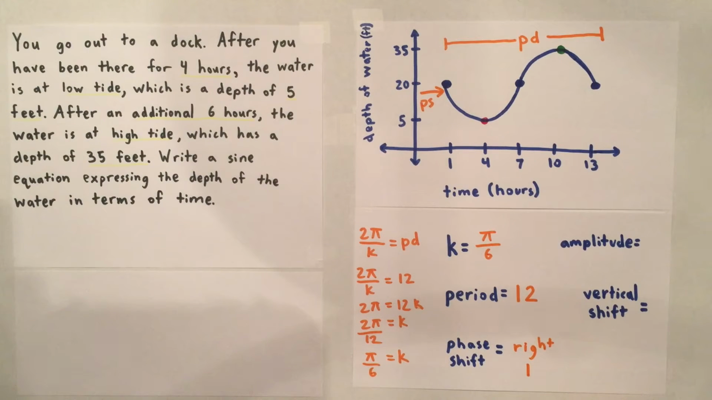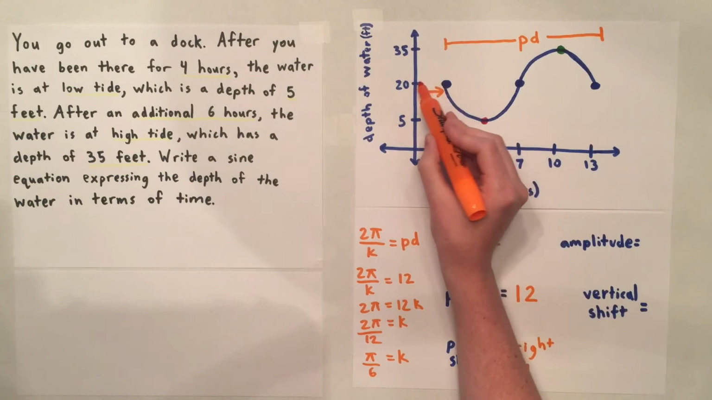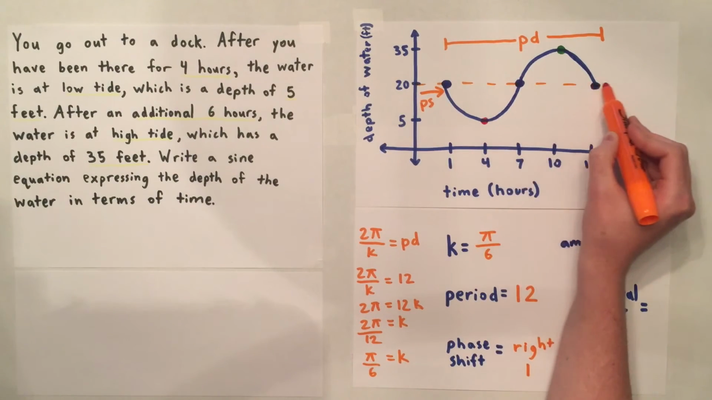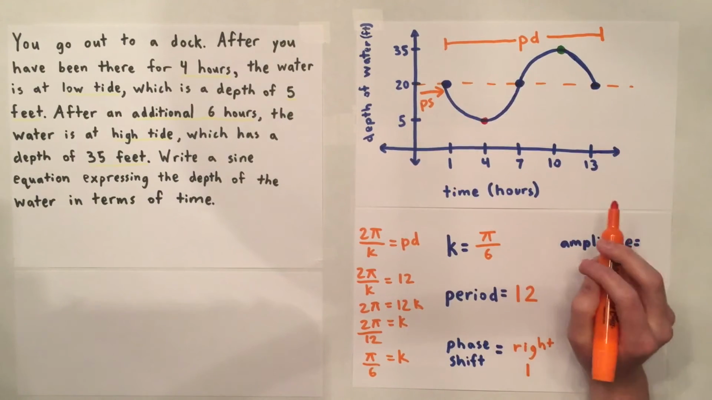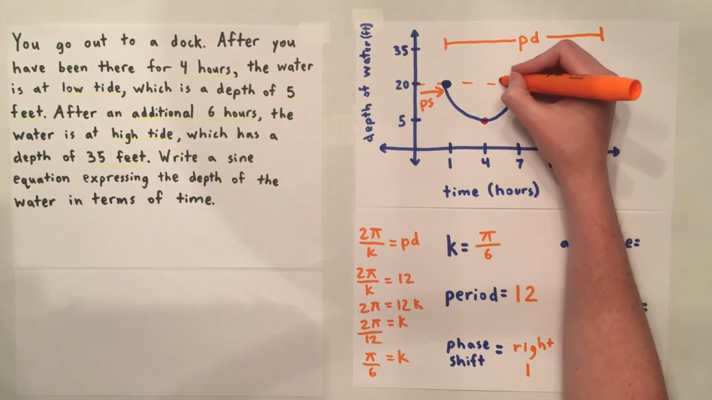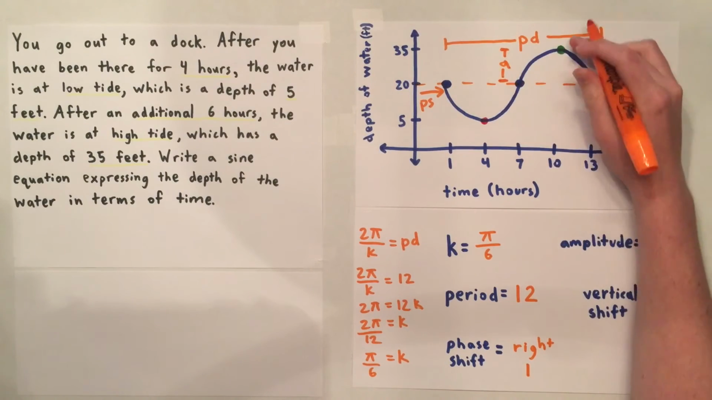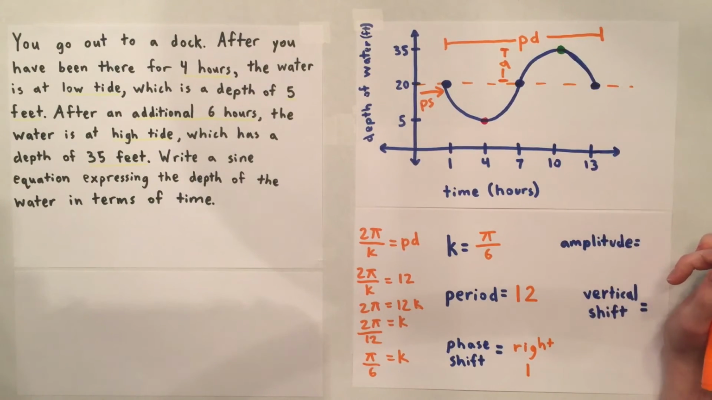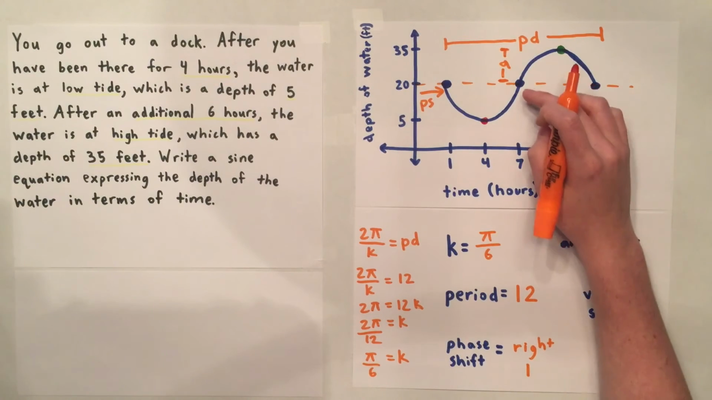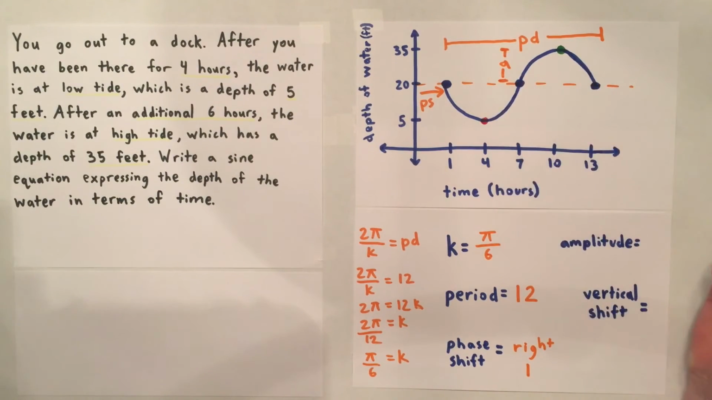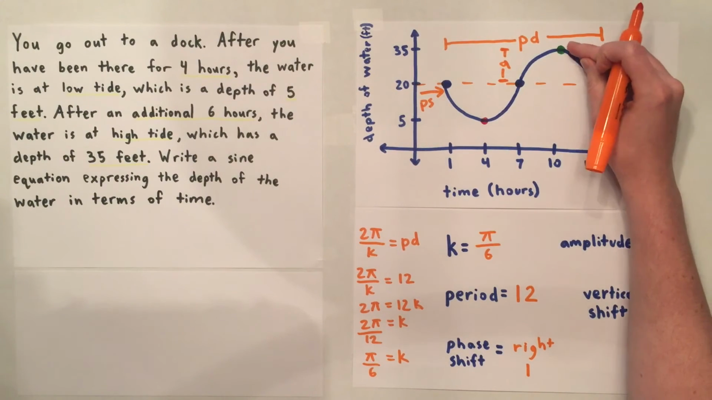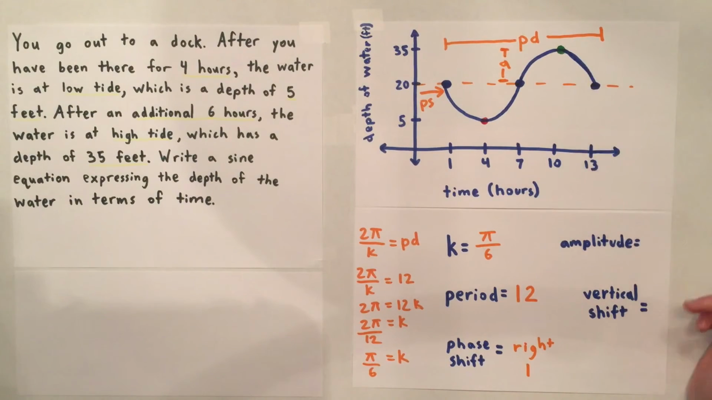Now, let's find the amplitude of our function. The amplitude is the height from the midline of our function, and the midline is just the line right down the middle of the function. So it is the height from the midline of our function to the maximum. You could also say that the amplitude is from the minimum to the midline, whichever you prefer. But if we subtract 35 minus 20, we find that the amplitude is 15.